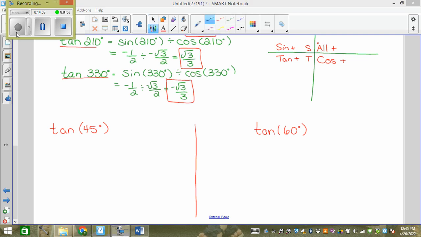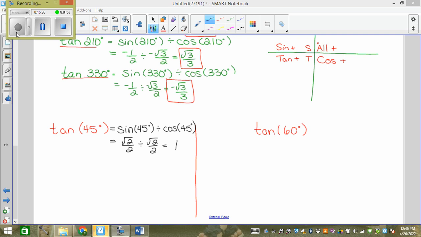Tan 45 is the same as sine 45 divided by cos of 45. Just so you know, I did the worst one for you. The 30s are the hardest because if you rationalize, you get root 3 over 3s, right? For all the 30s. The 45s, sine 45 is root 2 over 2 divided by cos 45, which is root 2 over 2. So my answer is just 1.